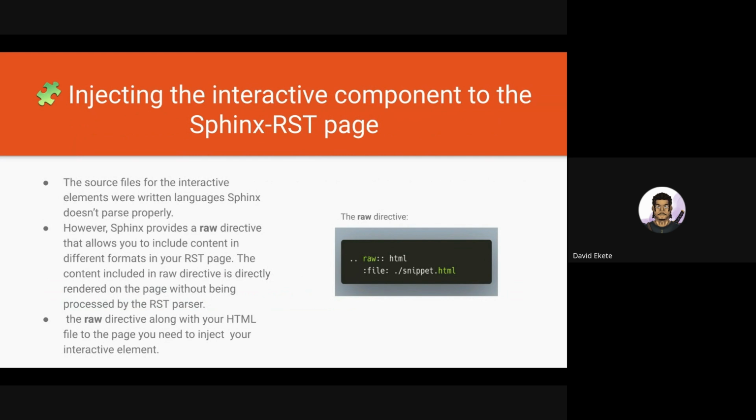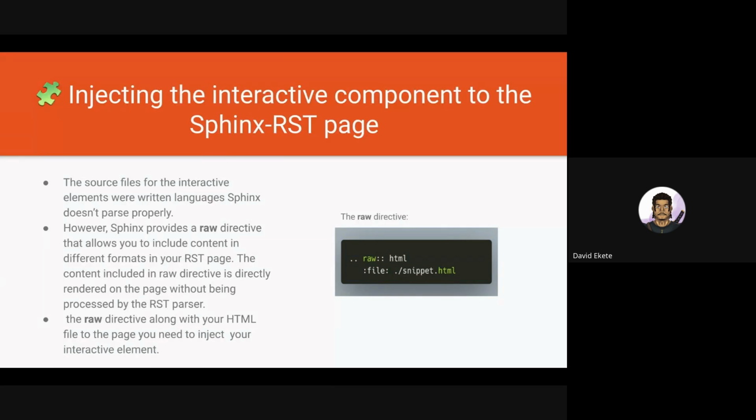Then injecting the interactive components into the Sphinx RST page. Well, the source files, as you know, were not written in RST, so Sphinx by default would not be able to parse those. However, Sphinx provides a raw directive that allows you to inject things like HTML, LaTeX, things that are not in RST or MD, depending on which flavor of Sphinx you're using.